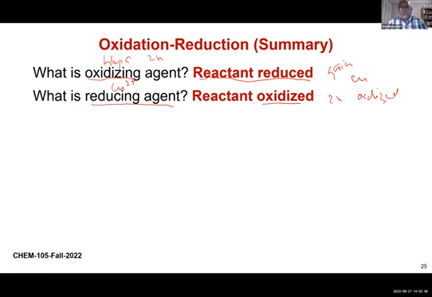Therefore, the reactant that is reduced in that reaction, copper 2+, is the oxidizing agent. Zinc metal is the reducing agent.